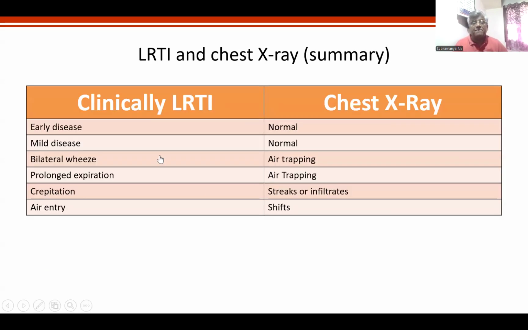In summary, early disease in bronchiolitis or viral infections, normal chest X-ray, which is what you often get. Mild disease, again, it can be a normal chest X-ray. Bilateral wheeze, you can find signs of air trapping. Prolonged expiration, again, you can find signs of air trapping. Crepitations, if you find them in bronchiolitis, often in the X-ray you can see infiltrates or streaks, again viral. Air entry, if it is diminished in one area, then in a chest X-ray, expect shifts and drifts.